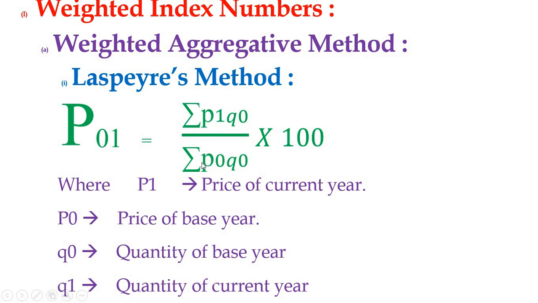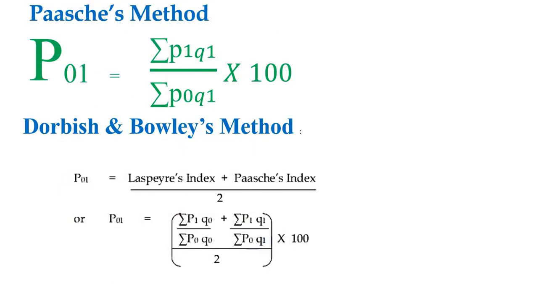In the format we first write summation P1 Q0 divided by summation P0 Q0 multiplied into 100. Here Q is called quantity, the first letter. P0 is the price of the base year, Q0 the quantity of the base year, Q1 the quantity of the current year. 1 means current year, 0 means base year. That's the one we are going to use. Look at the second formula, Paasche method: P1, P0 fixed, then Q1 multiplied. Then we get the Dorbish-Bowley method: add both and take the average. This is the Laspeyres formula, this is the Paasche formula, divided by 2 into 100. How we are going to use them, we'll see in the continuation of these classes.